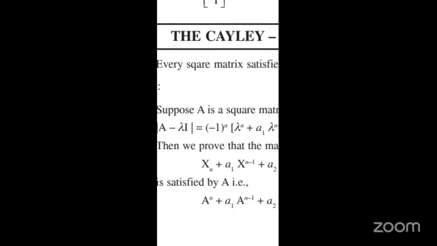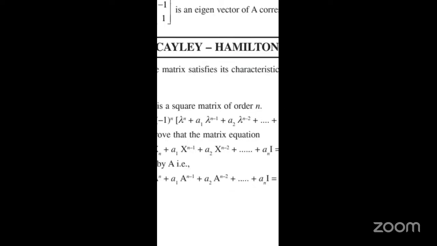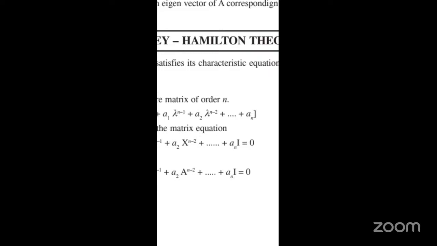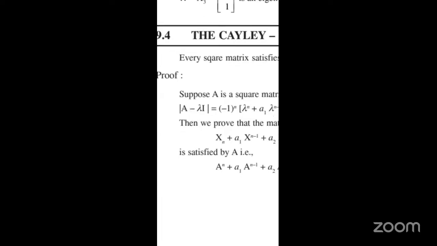Now, here we prove the matrix equation by replacing lambda by capital X: x power n plus a1 into capital X power n minus 1 plus a2 into capital X power n minus 2 plus so on plus an, where an means an into I, equal to 0. Now it is satisfied by the given matrix capital A. So finally, replacing capital X by capital A.